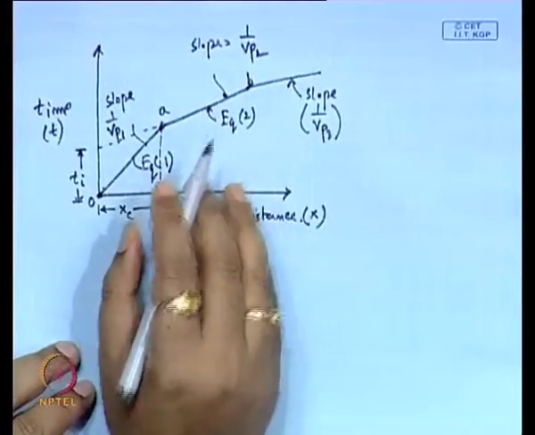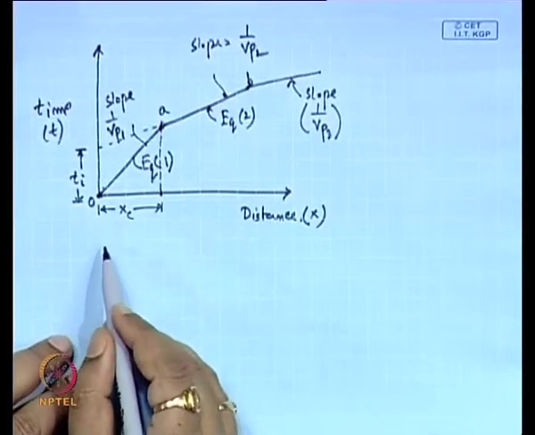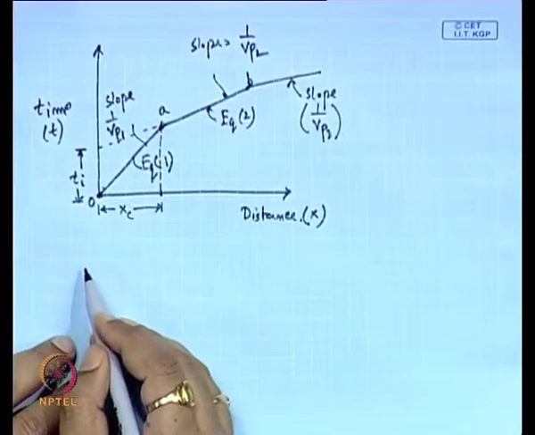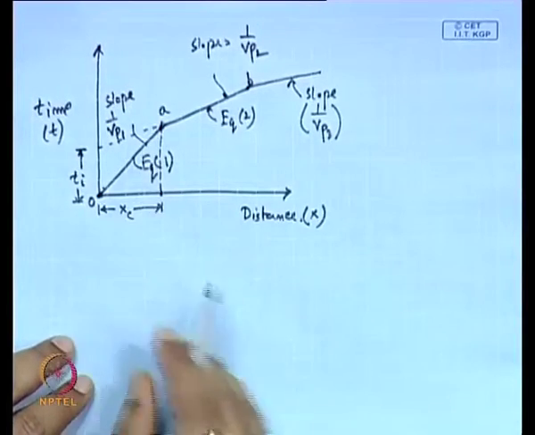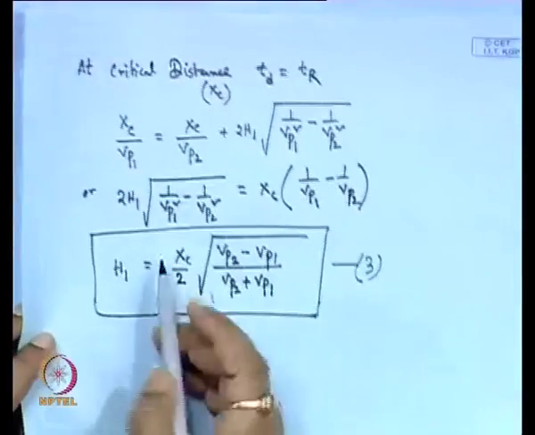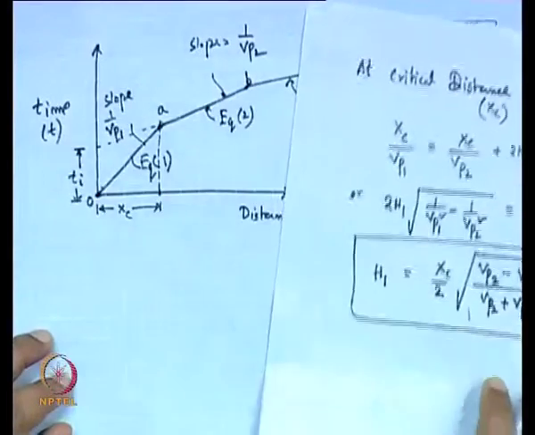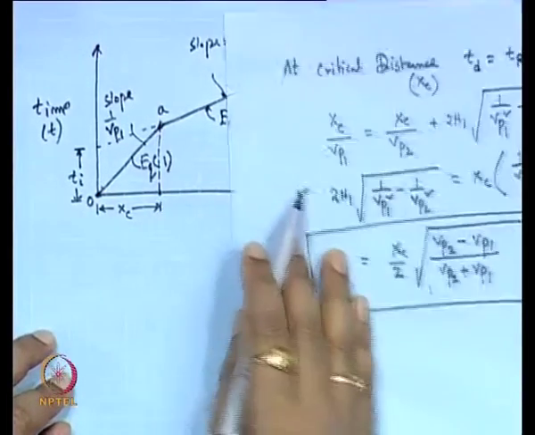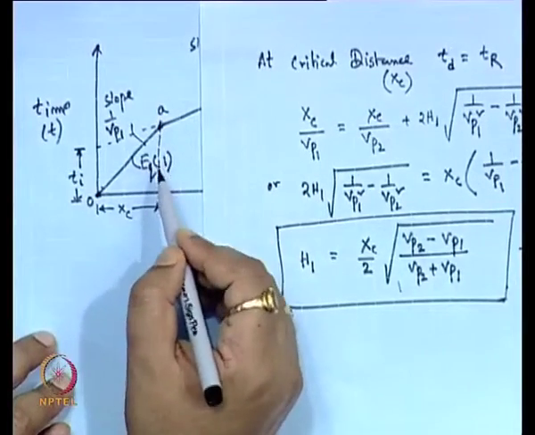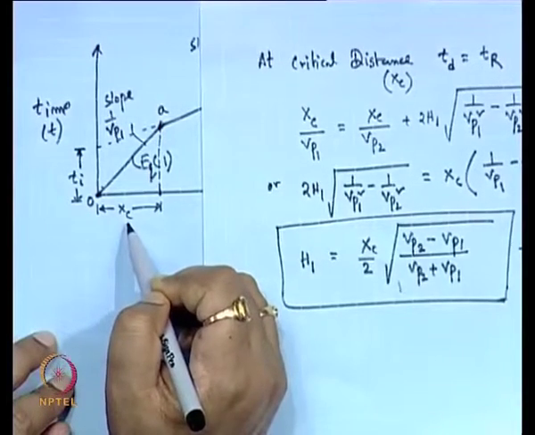Now, from this graph we know the velocities of each layer. Now, the next step: how to determine the thickness of each layer. If I go for this third expression, that H 1 is equal to x c divided by 2. Now, from this expression, from this graph, we can determine this intersection point, the corresponding distance, that will give us the x c.